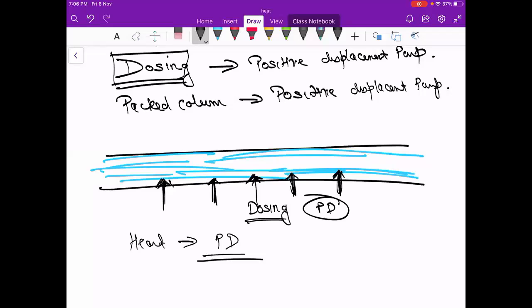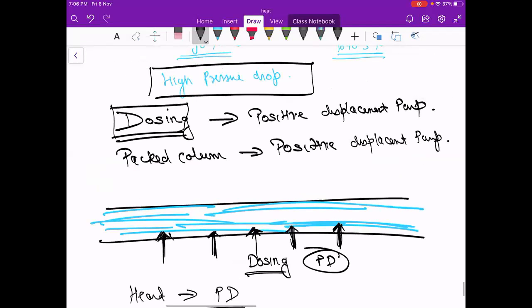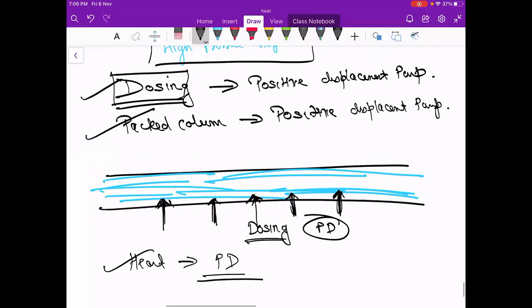But first we will see these are the common applications of positive displacement pump, okay? Dosing, packed column, your heart, okay? And in Aquaguard also, because there is packing of filters, there you will be using diaphragm pumps, okay? Diaphragm pumps are used.